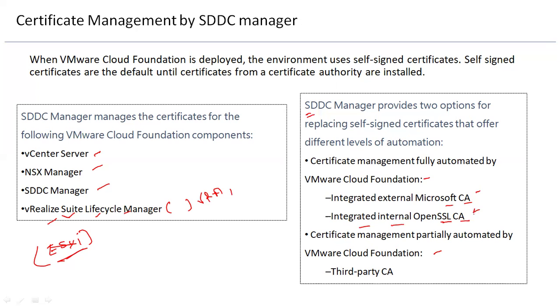Once we integrate the CA with your SDDC Manager, the entire process of generating the CSR and installing the certificates is automated. But when we get a certificate from an external CA, it's a partially automated process, which we will be discussing in upcoming slides. How is it partially automated? It means that we have to generate the certificate request, then get the certificate, then download, install and replace the certificate in SDDC Manager. Some of these steps are automated, some are manual. That's why wherever we consider an external CA, it's always a partially automated process.